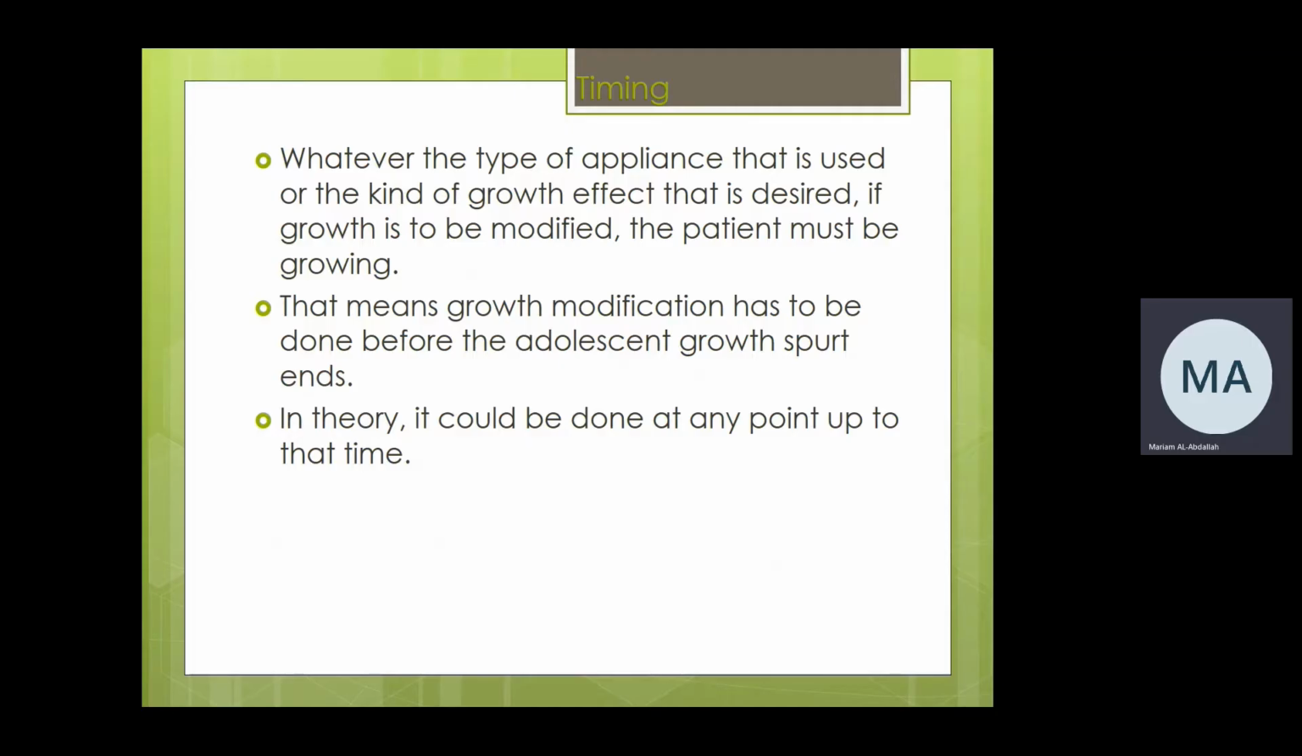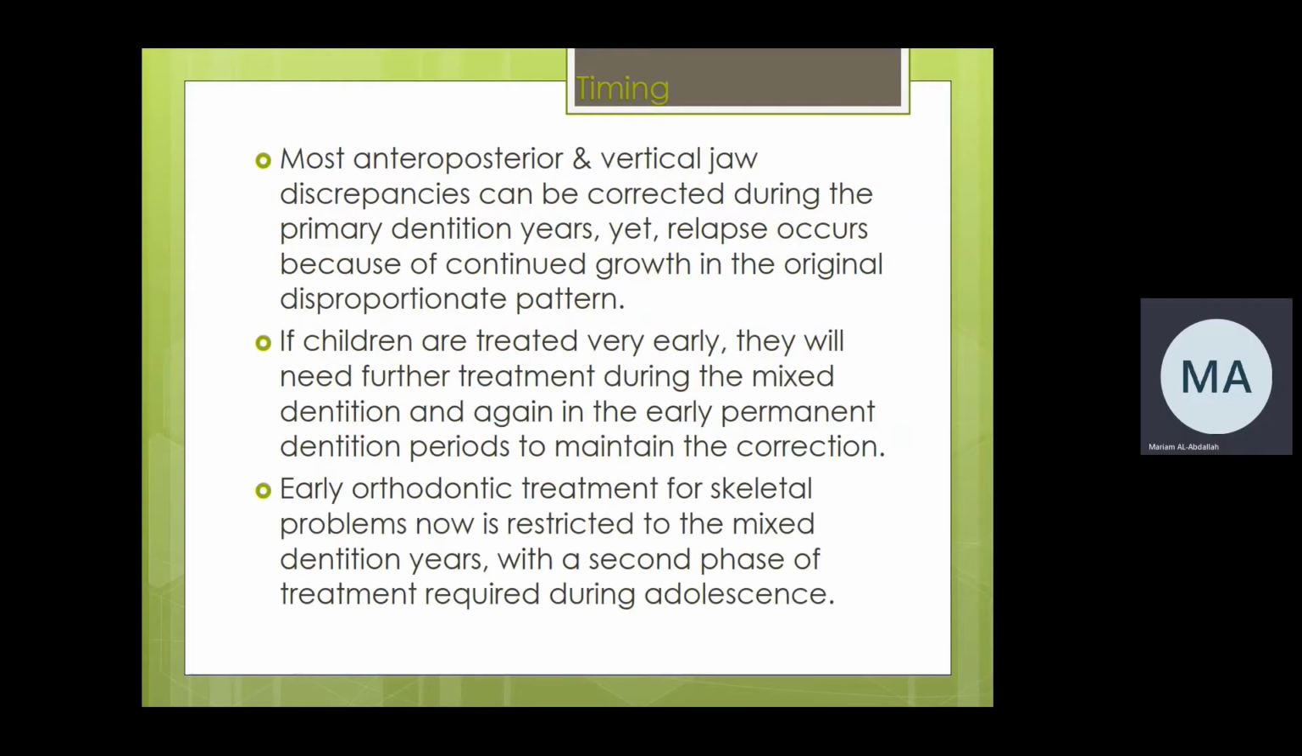Now, relating to the time, again, the most important thing is to have a patient that is still growing. That means the growth modification has to be done before the adolescent growth spurt ends. So in theory, if your treatment is done at any point up to that time, it should be efficient. In theory, again, if the patient is in the deciduous dentition, meaning the patient is less than 6 years of age, the anterior posterior problems in the skeletal pattern and the vertical problems could be corrected.